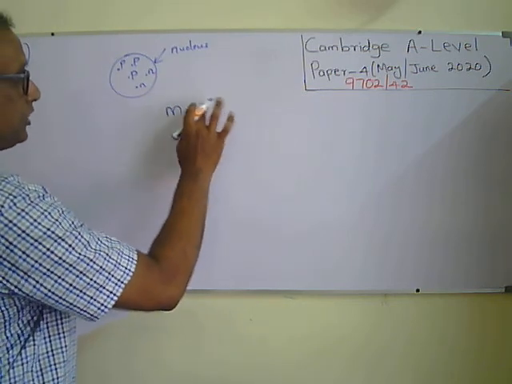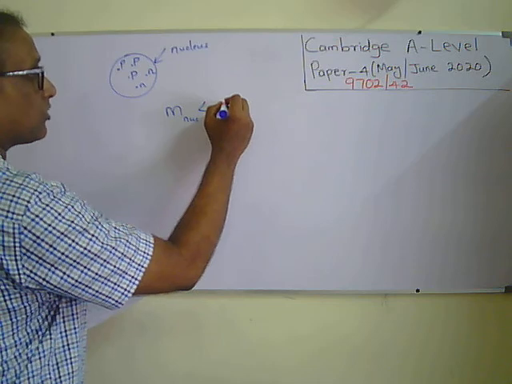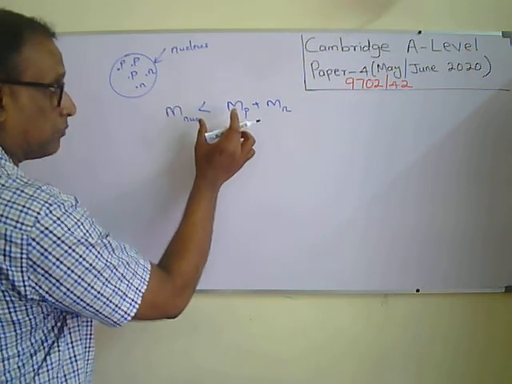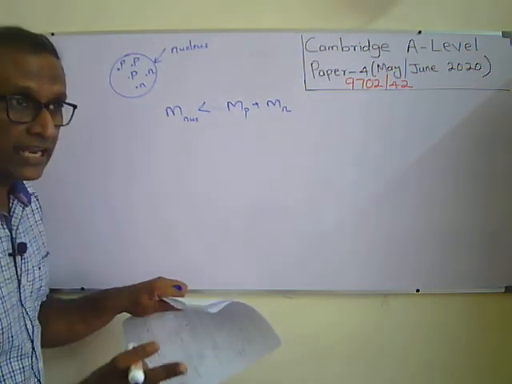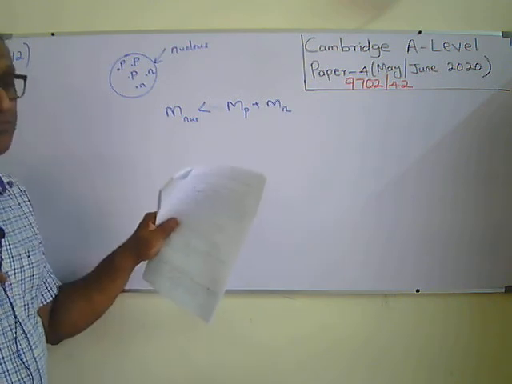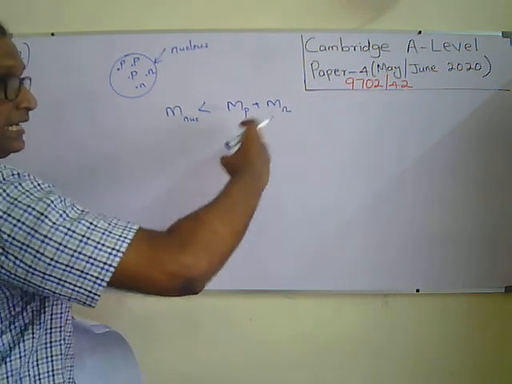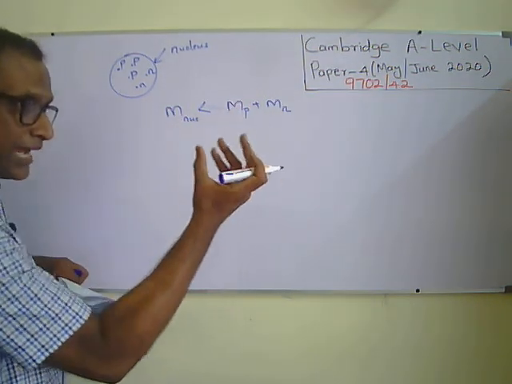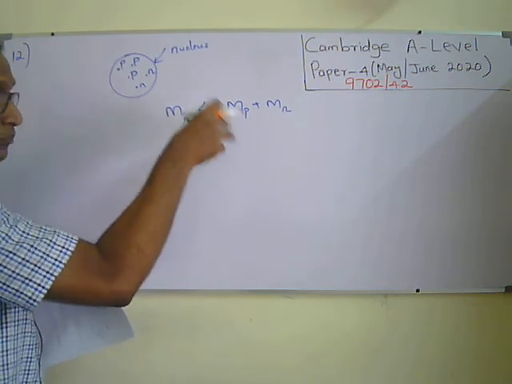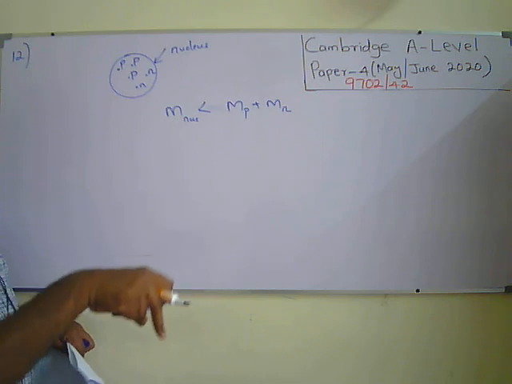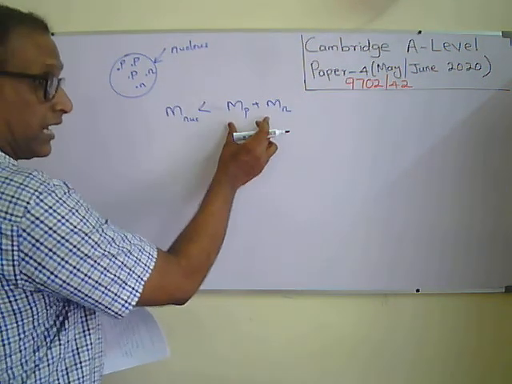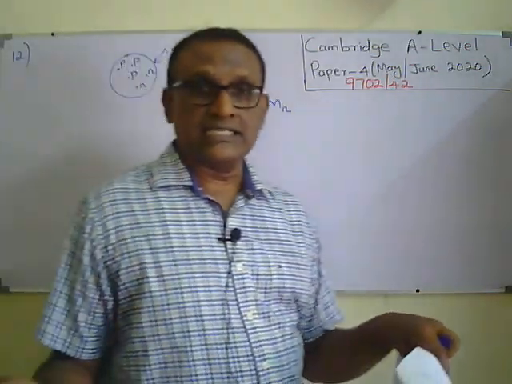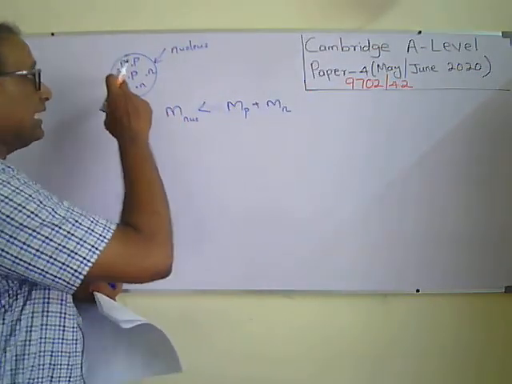When you measure the mass of the nucleus, it will be smaller than the total mass of the protons plus the total mass of the neutrons when they are far apart, or free. Free means they are completely free at infinite distances. So when the protons and neutrons are packed together inside the nucleus, their mass is reduced compared to when they are free, far apart from each other.